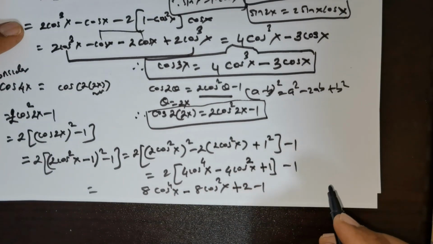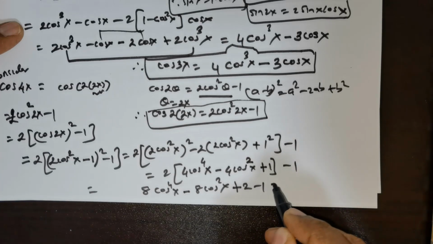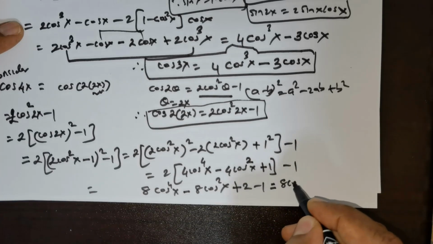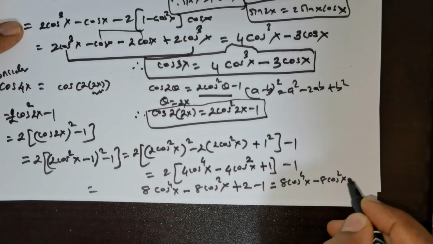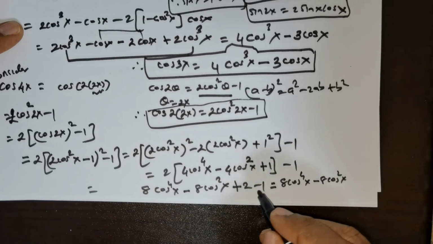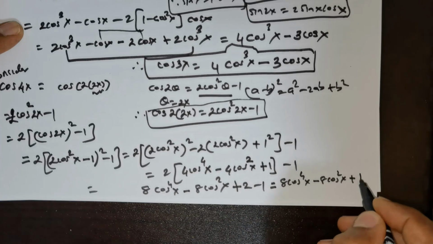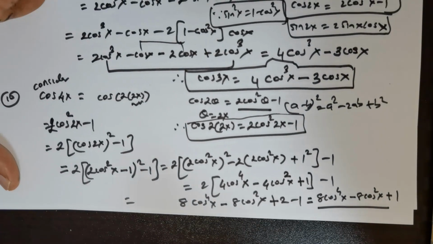So this can be rewritten as 8 times cos raised to the power of 4x negative 8 times cos squared x positive 2 negative 1, that's going to be positive 1. So this is what you have got.